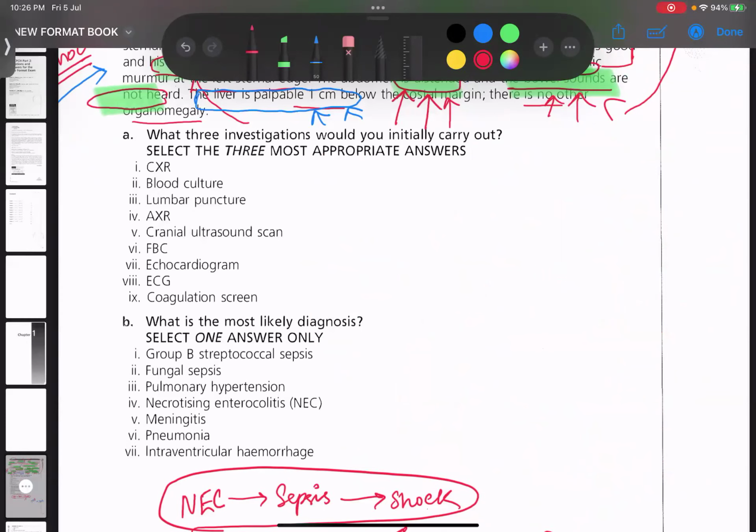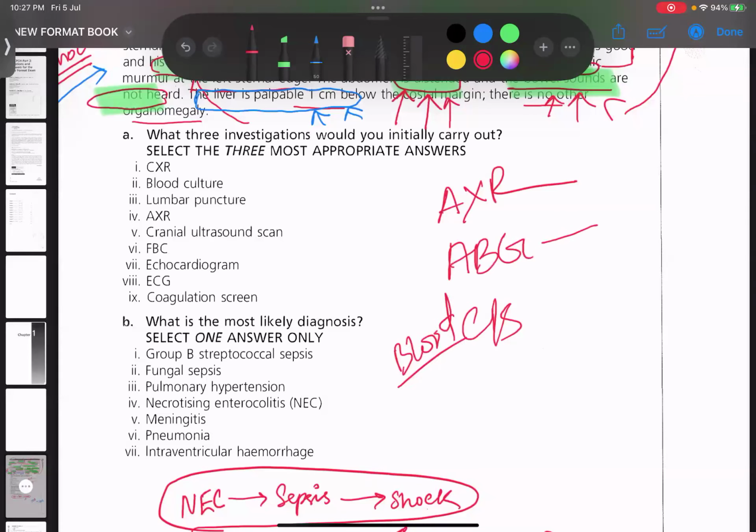So immediately, I would consider abdominal X-ray. I would consider an ABG as well because there is tachypnea, tachycardia. For management purposes, I would go for an ABG. I would go for a blood culture. Okay. What are the other things I can go for? Full blood count? Full blood count, very basic. We can go with the full blood count.